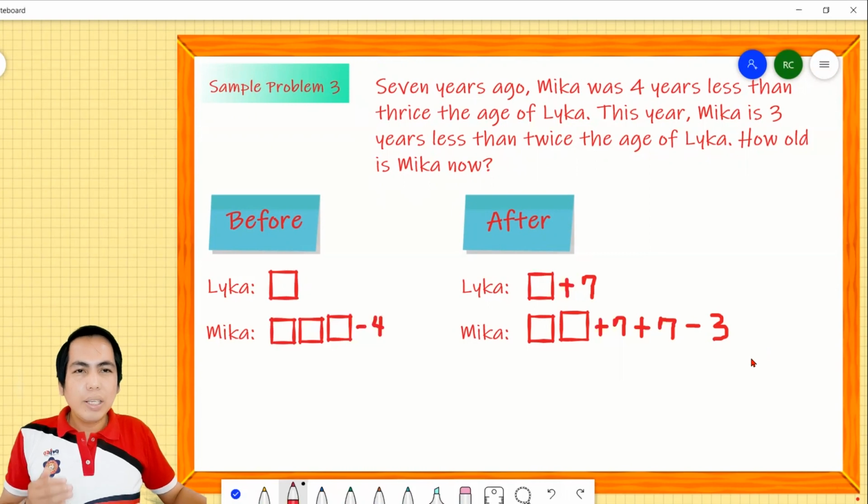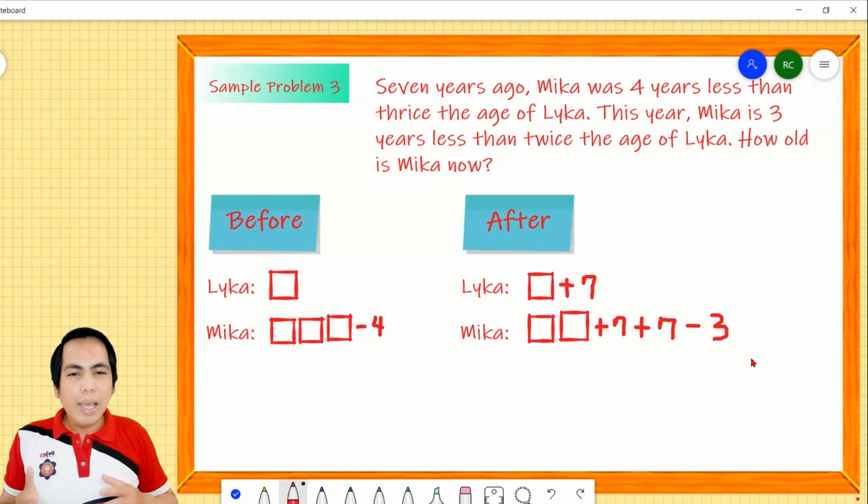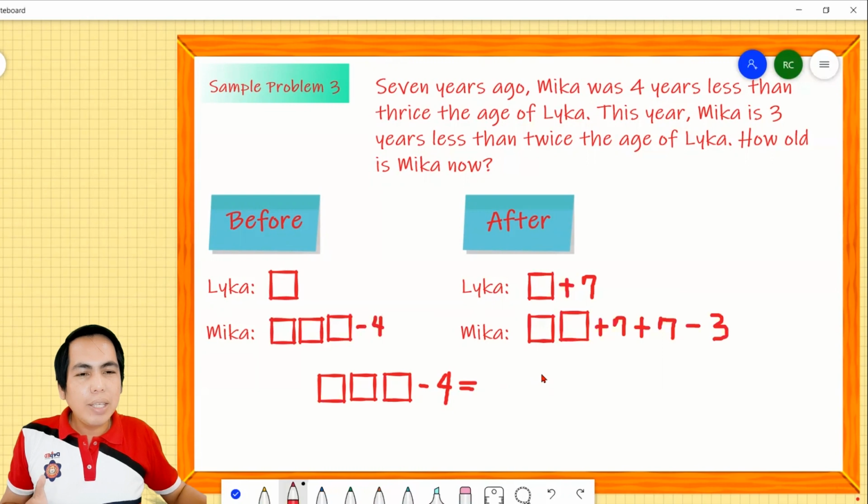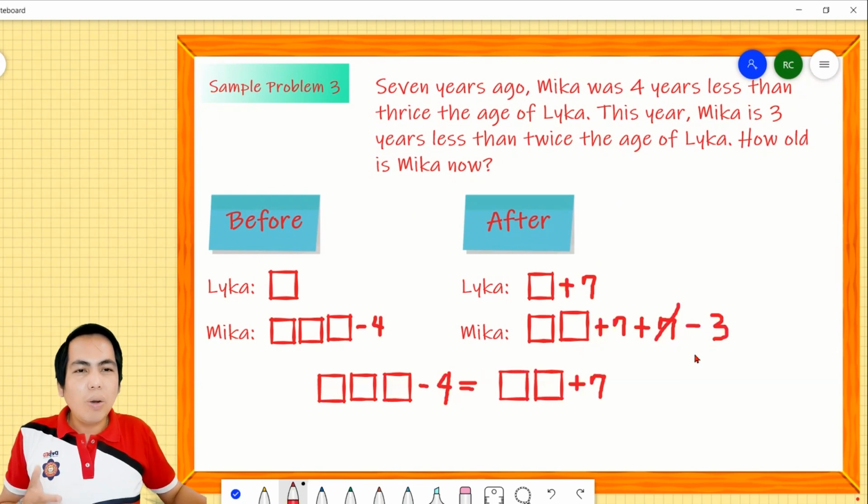Again, we do not know the sum of the ages of Laika and Mika. All we can do now is to equate the age of Mika before, or 7 years ago. So 7 years ago, Mika's age can be represented by 3 boxes less than 4. Or we can also represent Mika's age 7 years ago using 2 boxes plus 7, because we have to take out 1 7, because these 2 boxes plus 7 minus 3 is the age of Mika 7 years after. So we can take out 1 7, then we have less than 3.